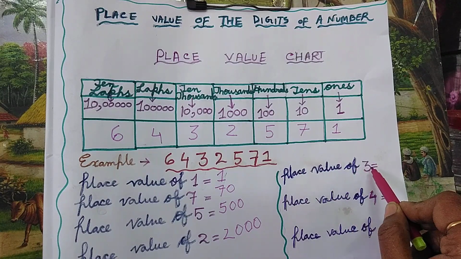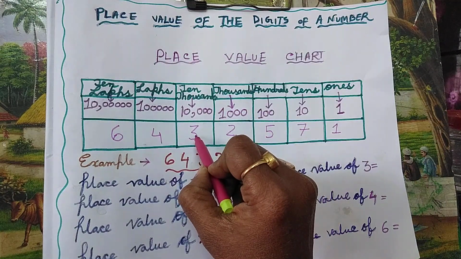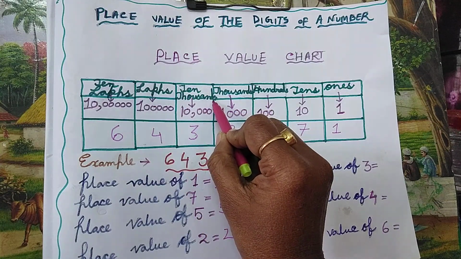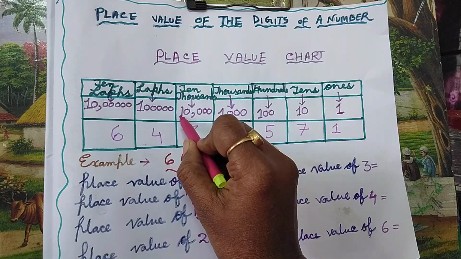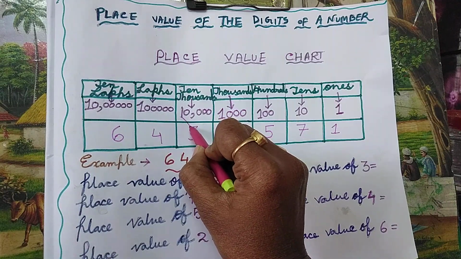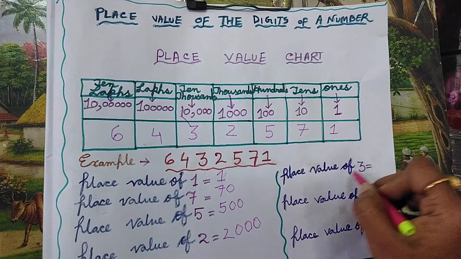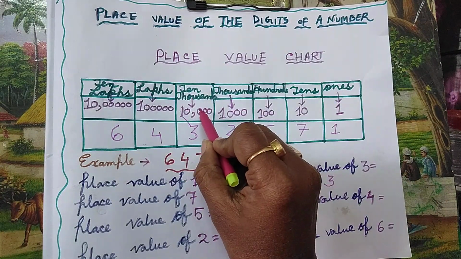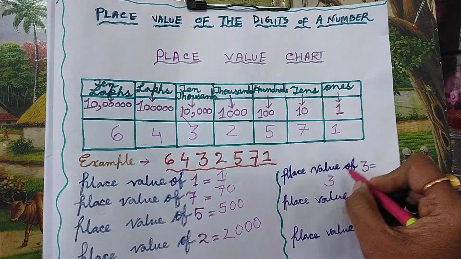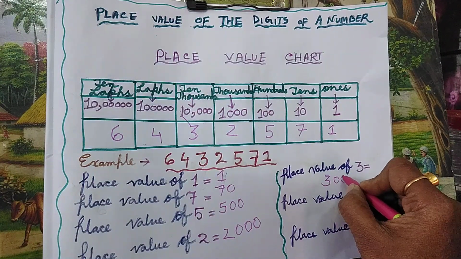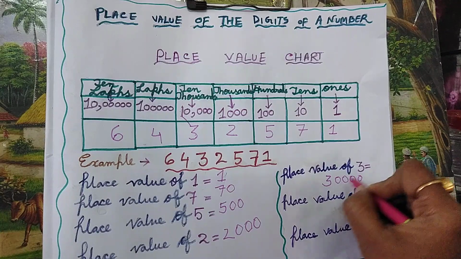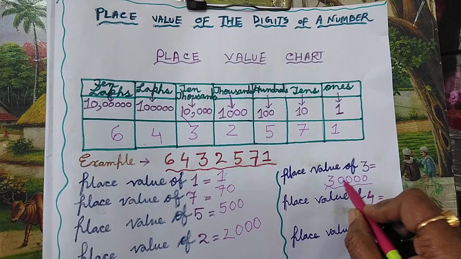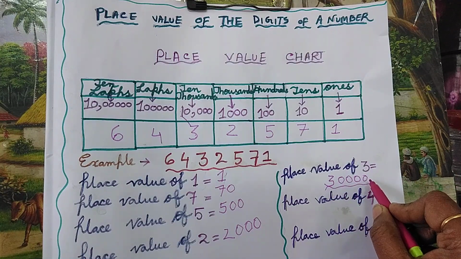Now go to this digit. Place value of 3 is 3 10,000s. Okay, so 3 ones are 3. After that, how many zeros are left? 1 2 3 4. Put here 4 zeros. So 3 10,000s written in number.